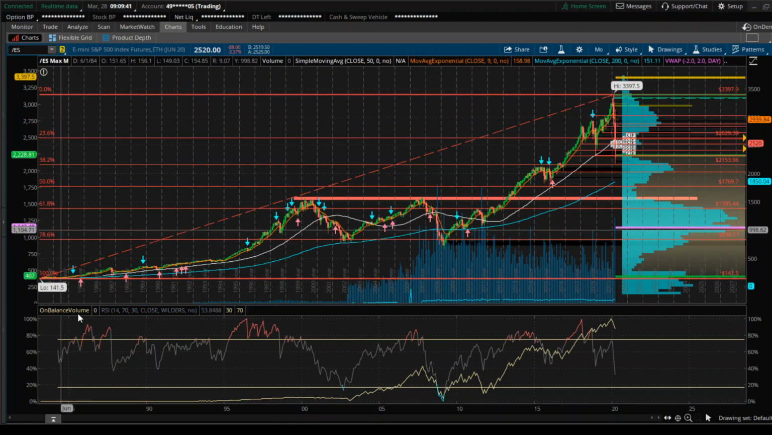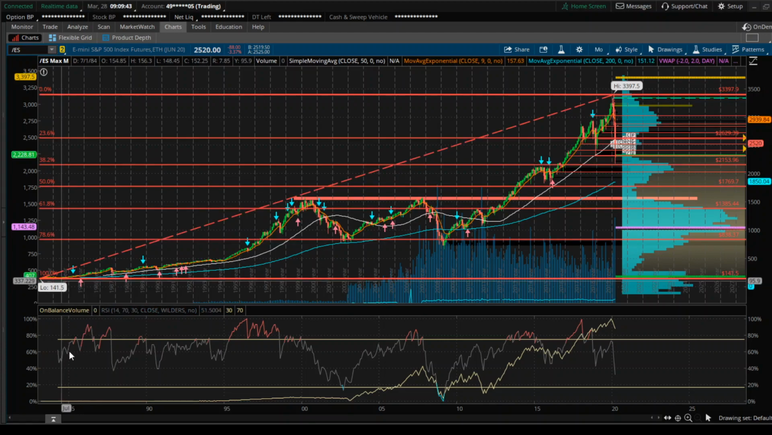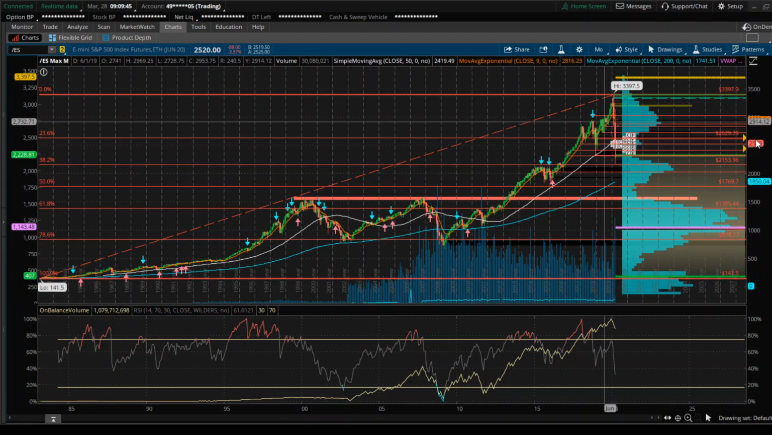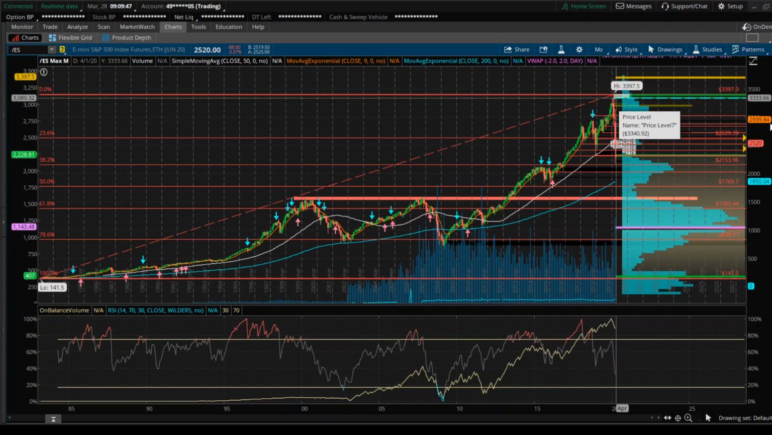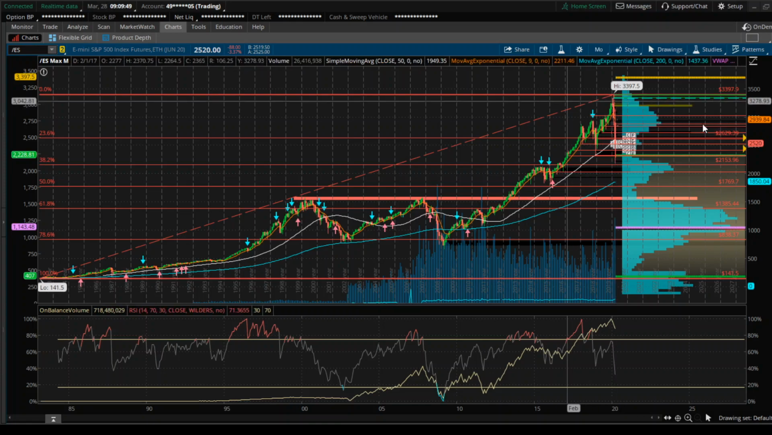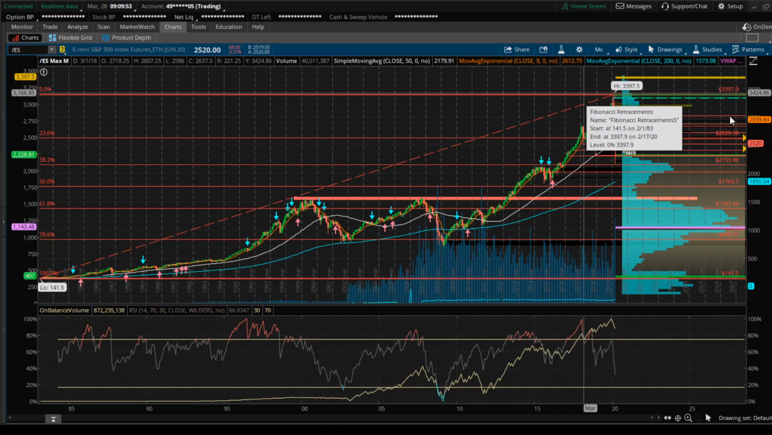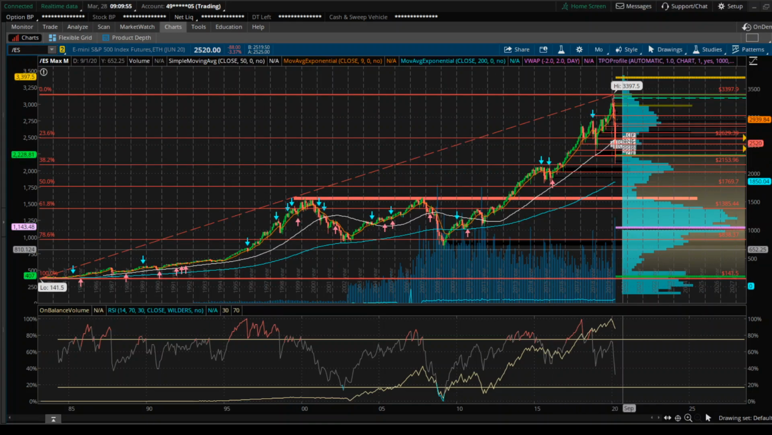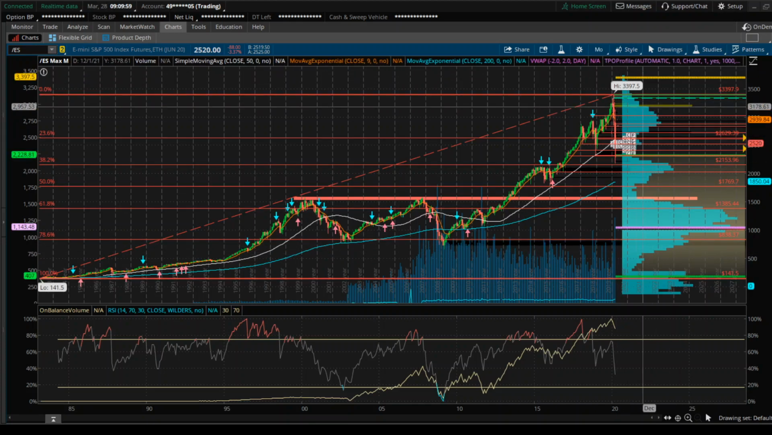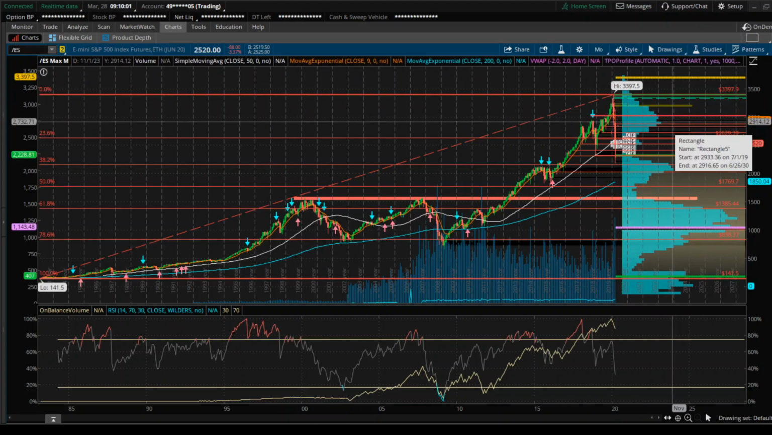I've got some Fibonacci retracement lines drawn from the low up to the high where we started to see this decline, and it is respecting some of those numbers, not all of them, but I've just got them on there for reference. So I've got the TPO profile up right now.